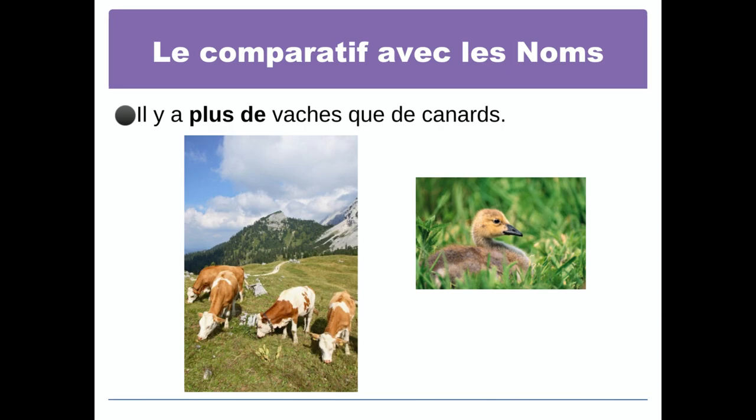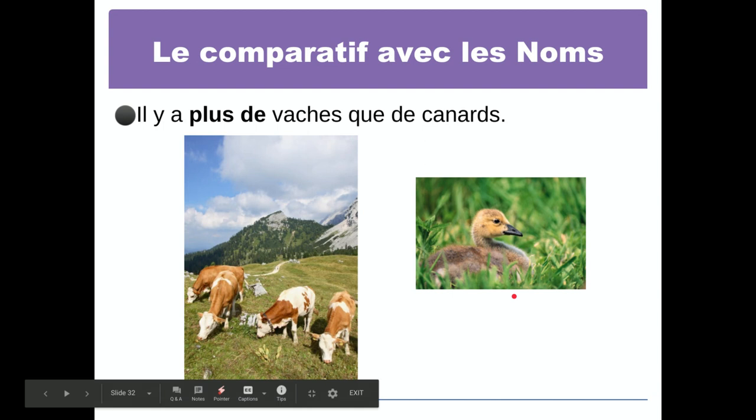So, le comparatif avec les noms, il y a plus de vaches que de canards. So, the only difference between how we form the comparative originally versus how we do it now when we're talking about names or nouns is that you need to add in de. So, plus de and que de. Il y a plus de vaches que de canards. There are more cows than ducks.